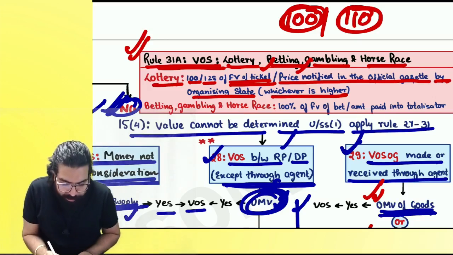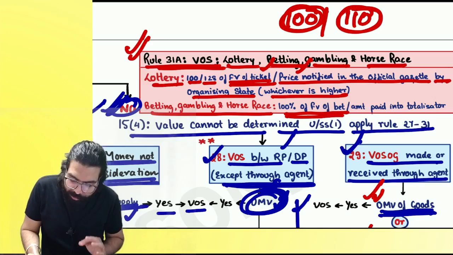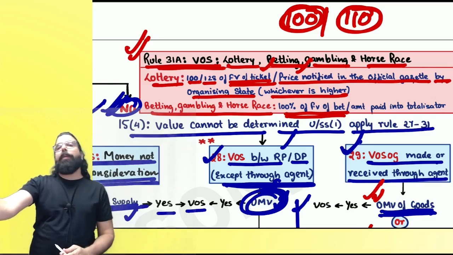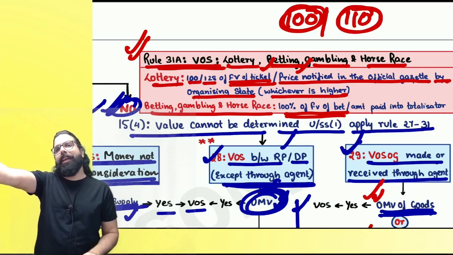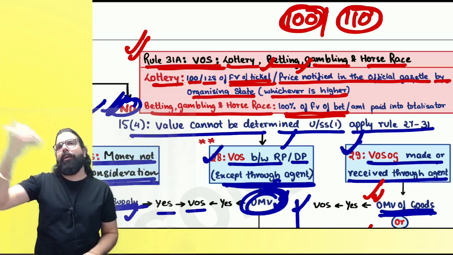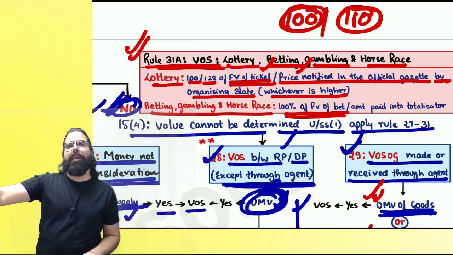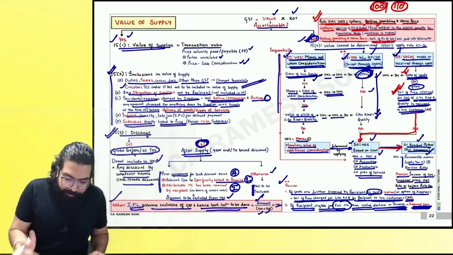The next one over here is betting, gambling, horse race. In that case, 100% of the face value of the bet, 100% of whatever betting you have done, that amount is the value of supply of his betting, whatever betting activity he is doing for you, sir. Whatever amount you are giving to him will be the value of supply. Everyone over here, can we go ahead?